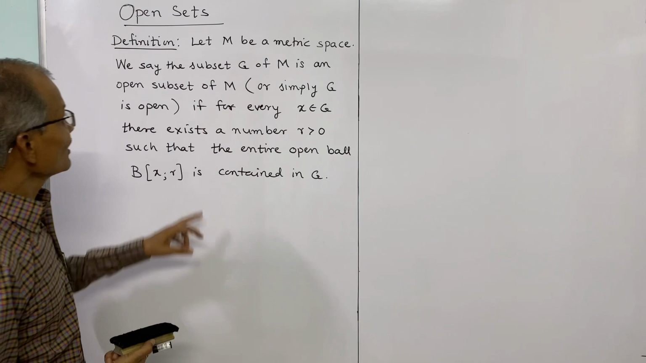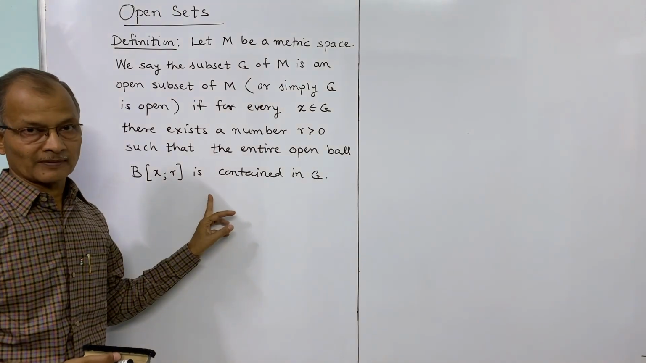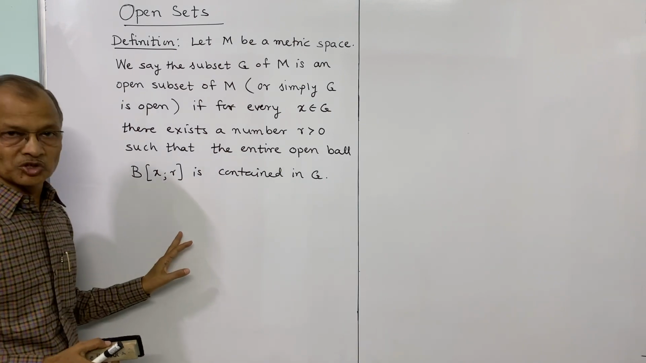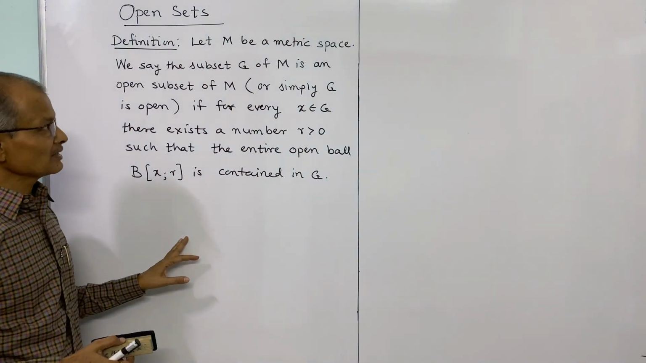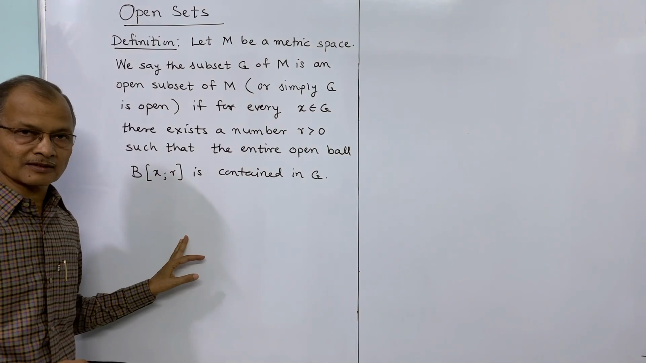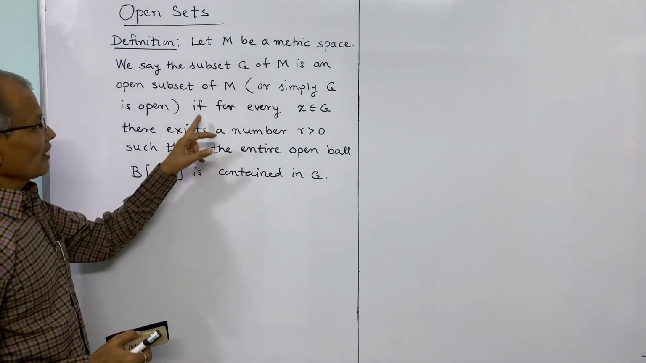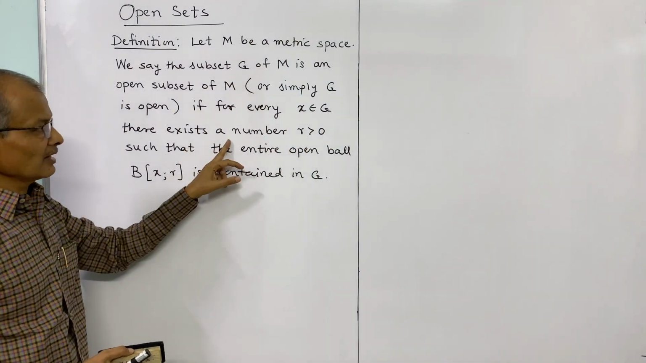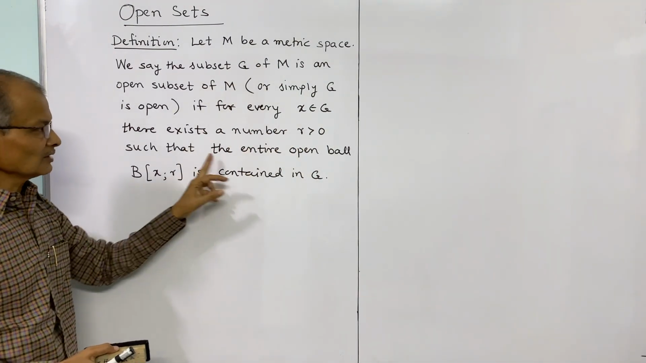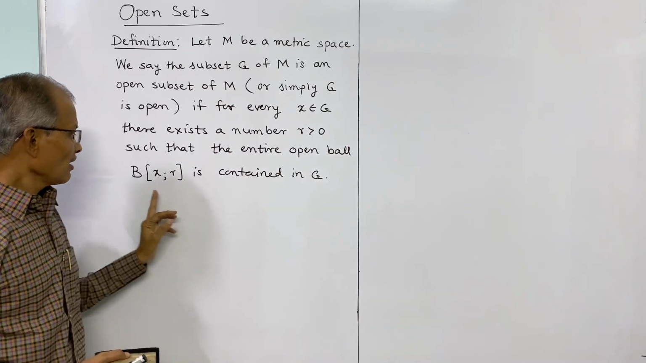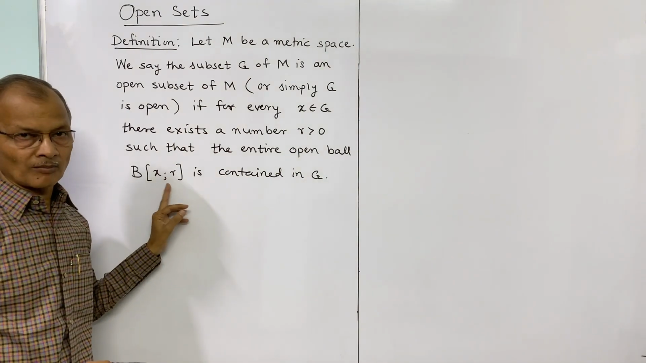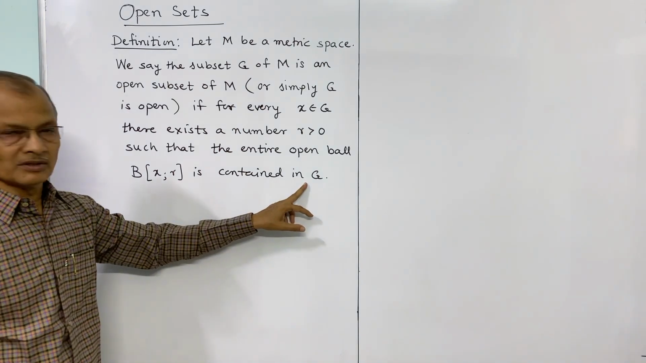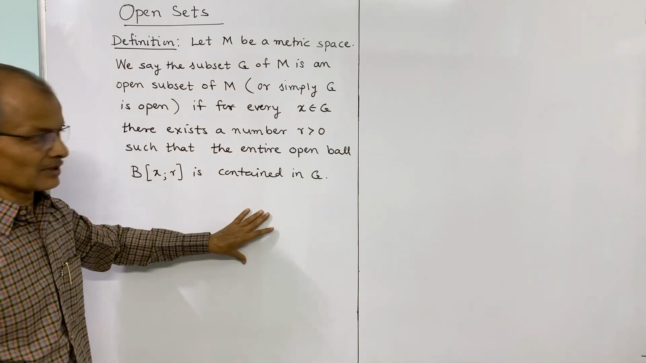Now, here is the definition of open set. Let M be a metric space. We say a subset G of M is an open set of M, or simply it is said to be open, if for every x belongs to G, there exists a number r greater than 0, such that the entire open ball B of radius r about x, B(x, r), is contained in G. So that is the meaning of open set.